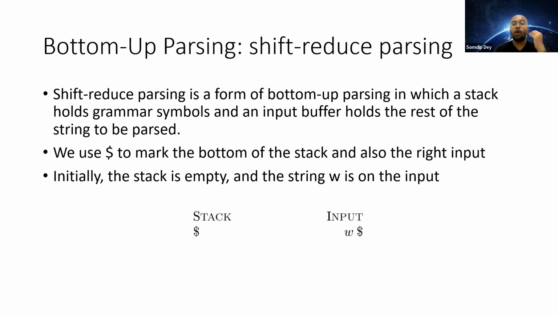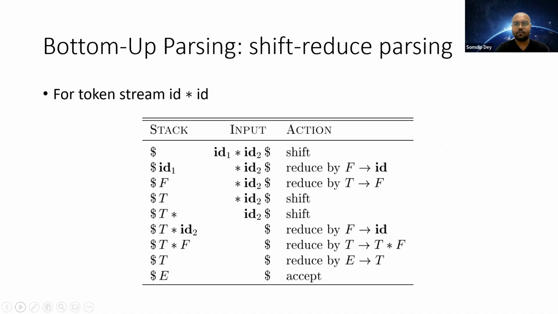So when we want to perform shift-reduce parsing, we need two things. First, the stack, which is denoted by $, and we have the input string, which we denote with W. Initially, the stack is empty, and we assign the input string to W on the input. Now, how to do that? We will take an example and perform shift-reduce parsing.